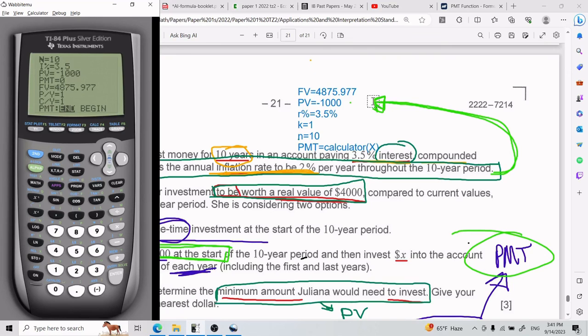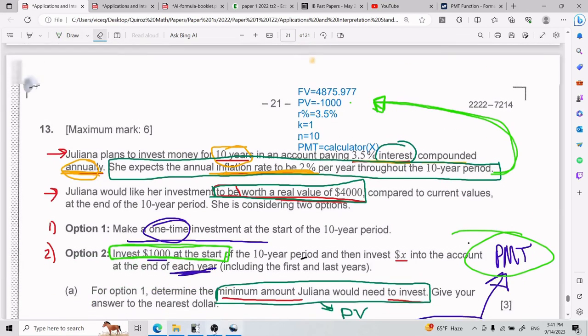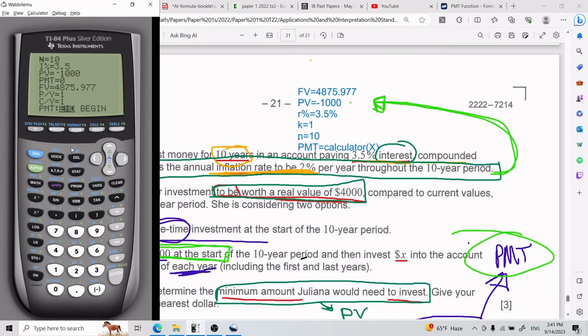FV is the one we found earlier. And these two are just like K and N, basically. I mean, sorry, it's just K. See? You leave them both as 1. Forget about it. PMT, end or beginning? Because it is at the end of each year, as it says there, that means PMT is going to be end. See? So we press enter.